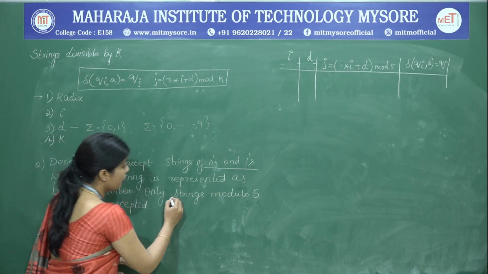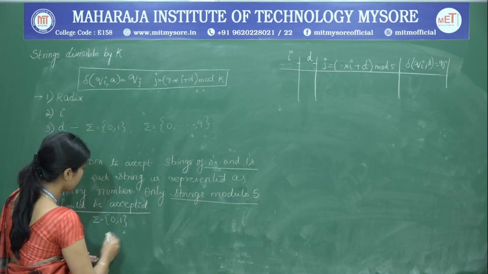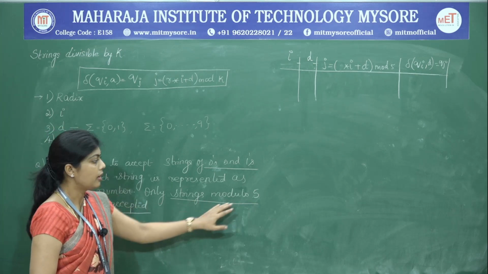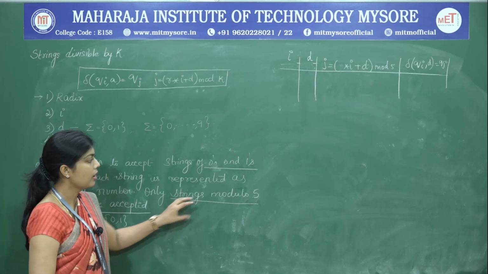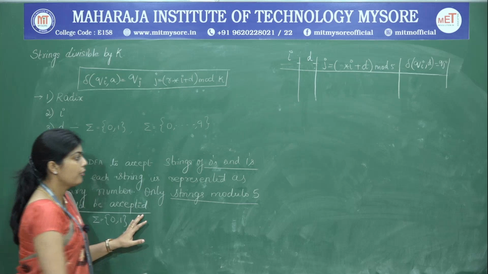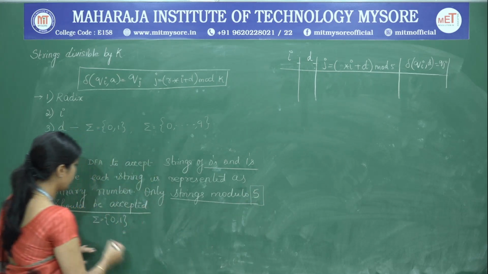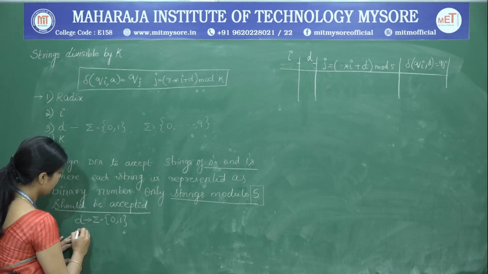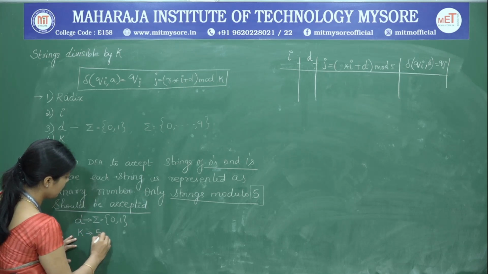So that means we have to accept the strings modulo 5. That means when we divide that string by 5, then the result has to be a 0. So this is nothing but 0 modulo 5 that has to be accepted. And we also know the value of k here. It is nothing but 5. So we can determine D, which is sigma. We can also determine the k value, which is 5.